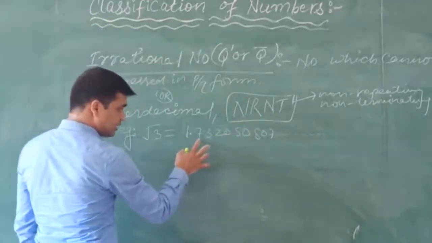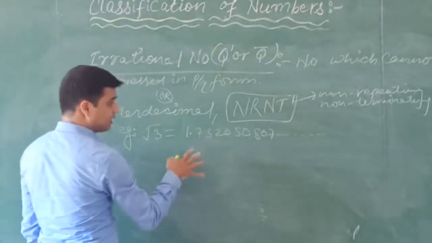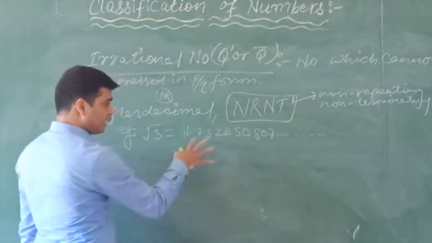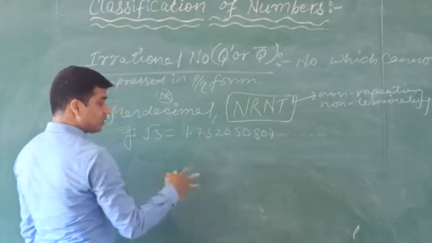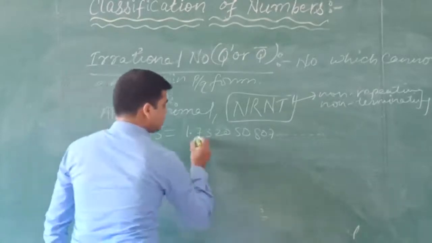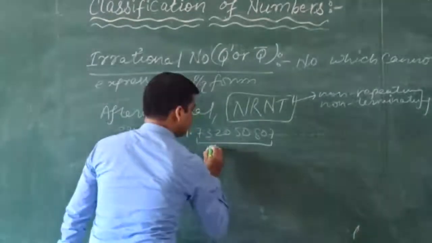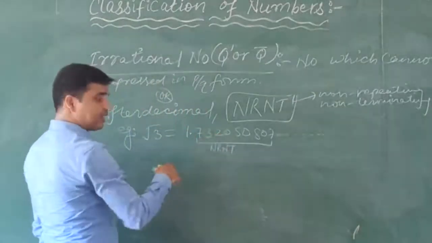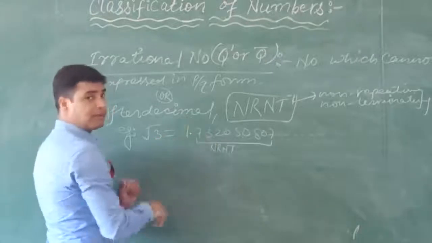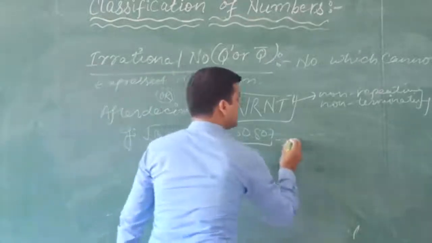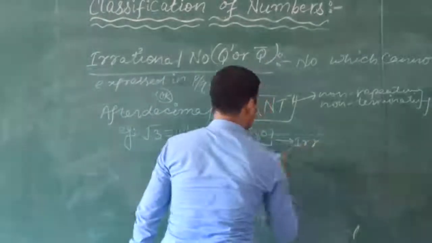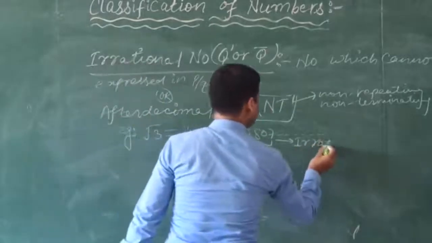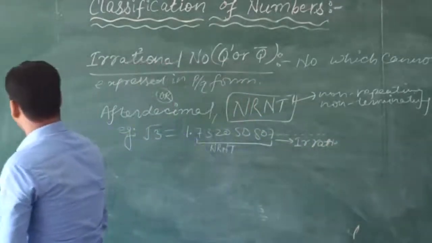See this here, is this number repeating or non-repeating? Non-repeating. All numbers are different. And is it terminating or not? This number is not going to terminate. So it follows this condition, NRNT, non-repeating, non-terminating. All numbers are different and it is not going to terminate. So NRNT, that's why it is called an irrational number.